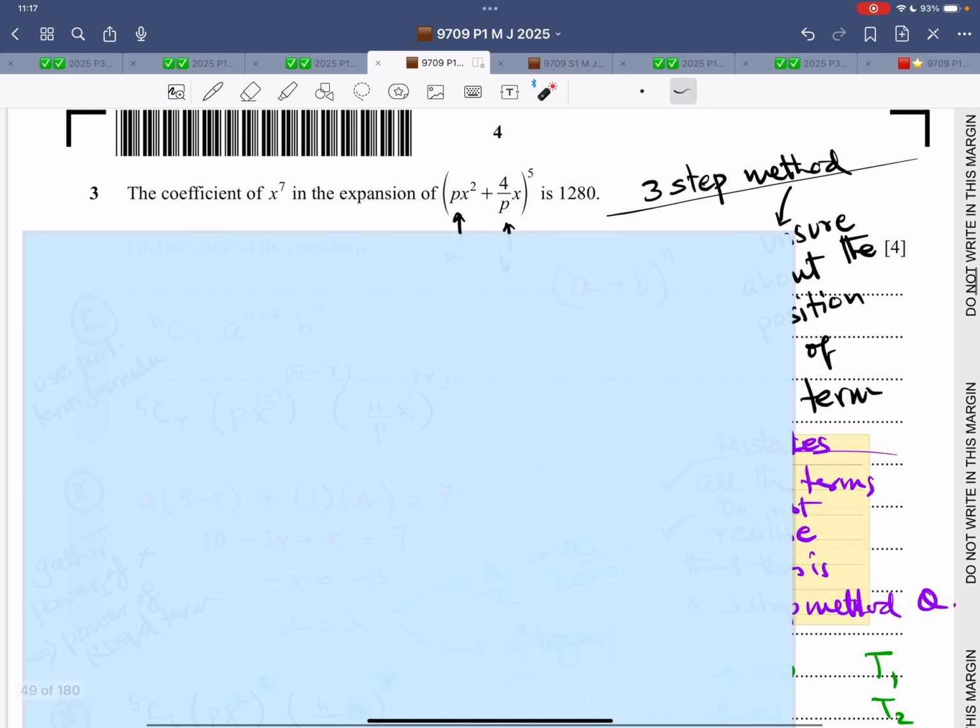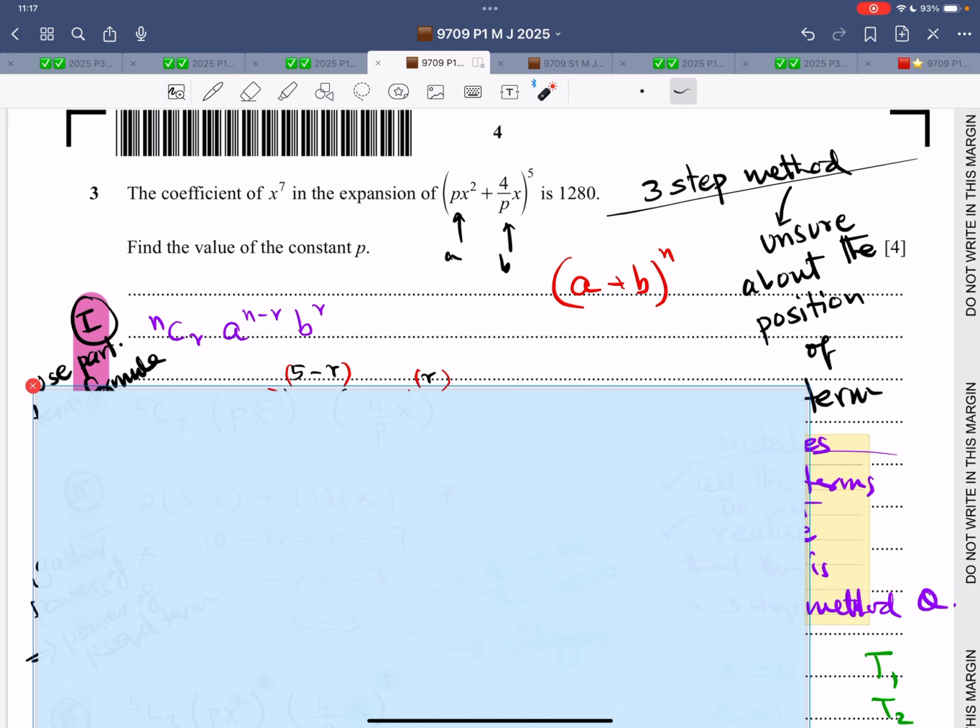Now we are moving to the third question, that is about binomial. The coefficient of x^7 in this expansion is this thing. So now there is an x term over here, there is an x term over here, the power is 5. So when there is an x term at the beginning and at the end, the first term and the last term, technically it's a binomial. So there are only 2 terms over there. So we have to apply the 3-step method.